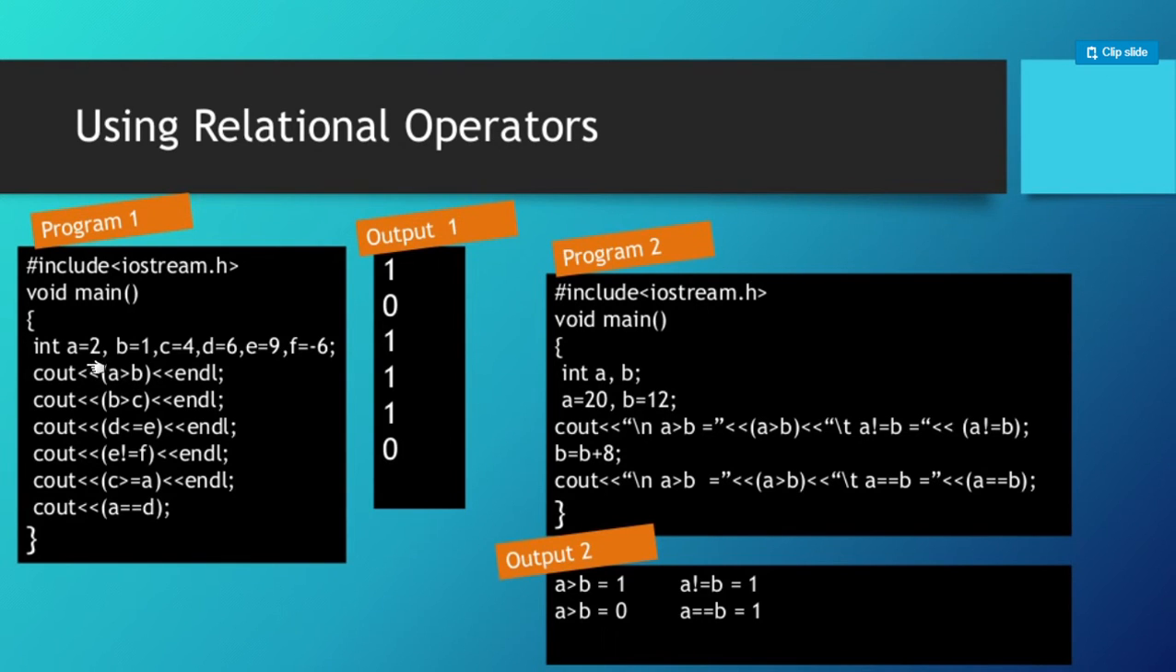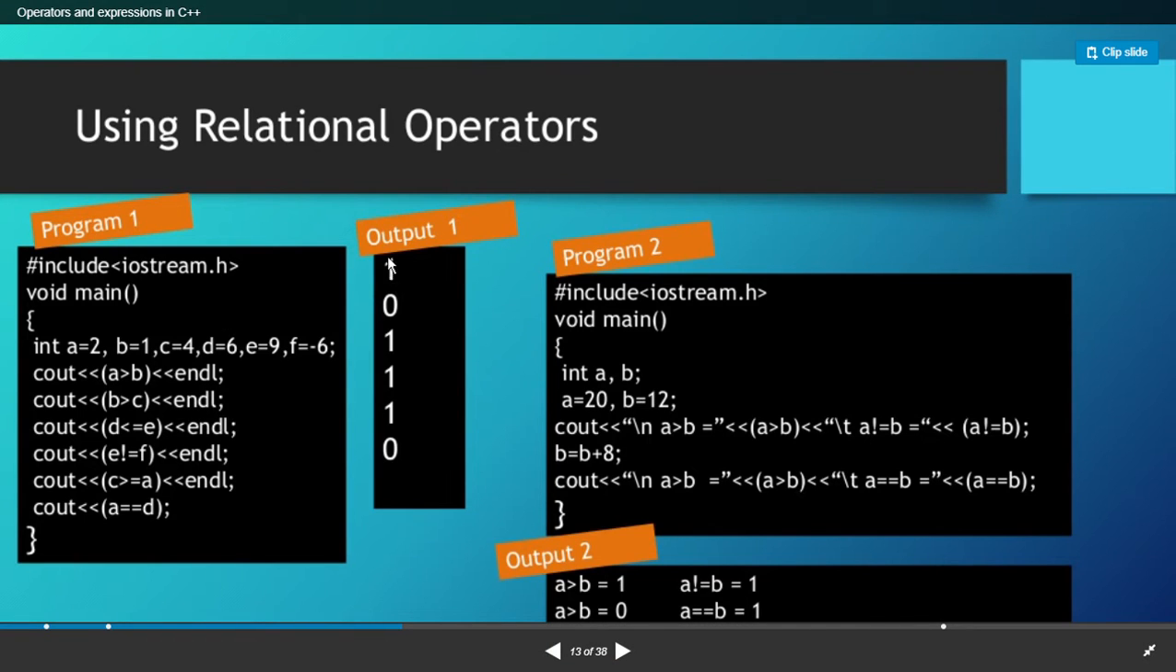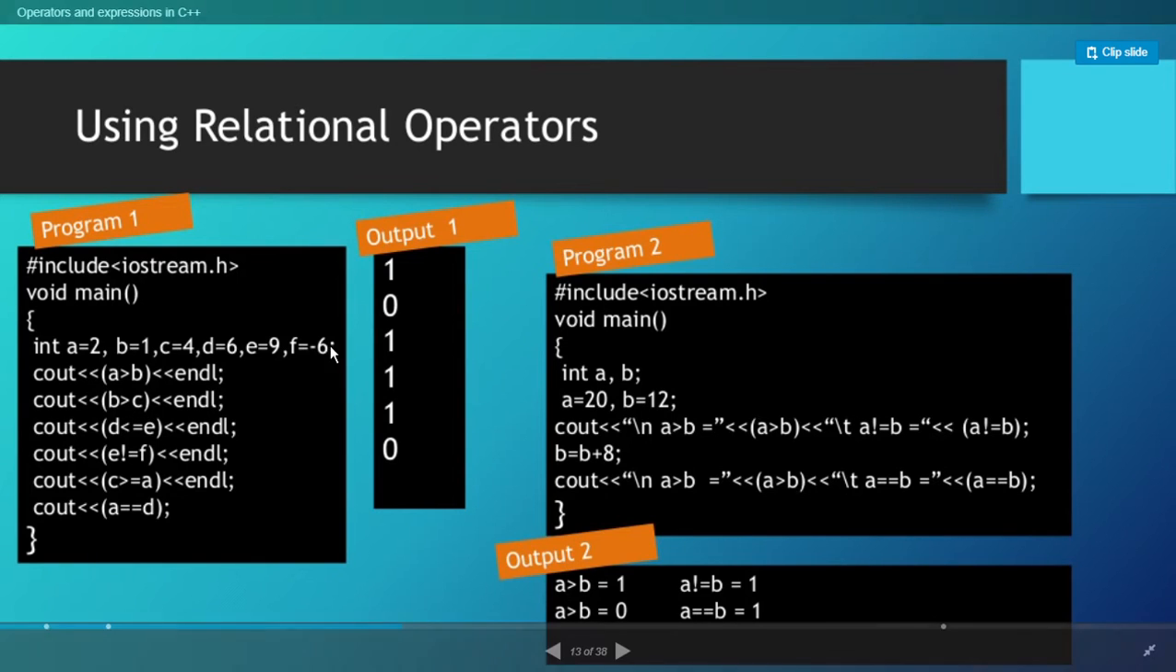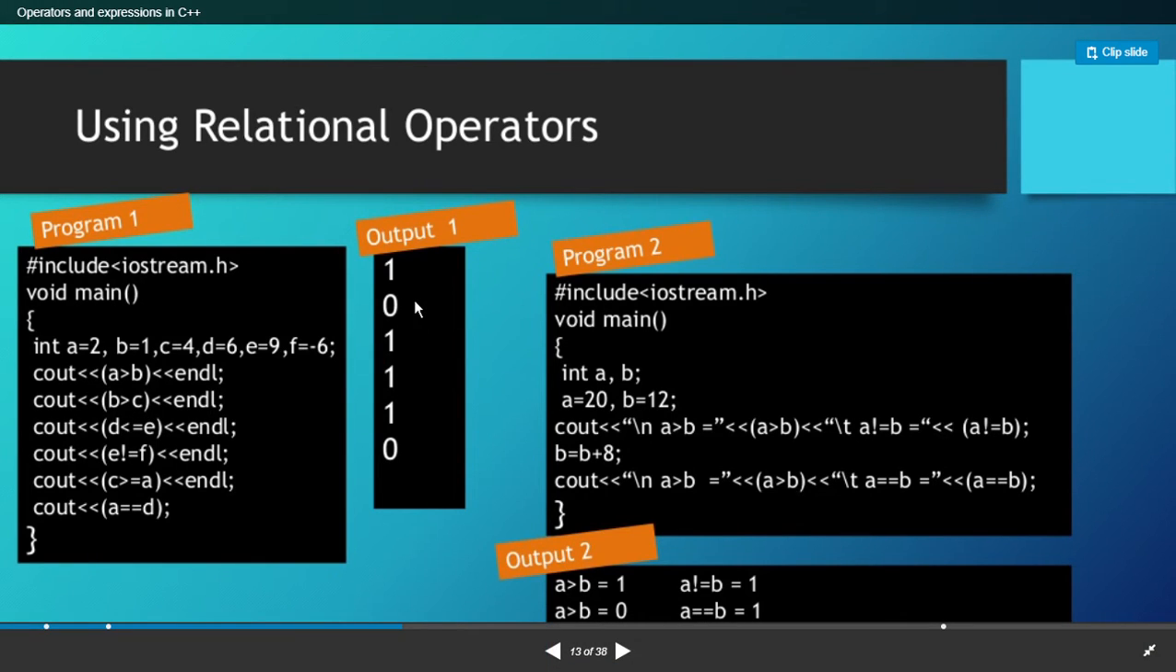Now see, a is 2 and b is 1. So 2 greater than 1 is true. So the output will be 1. Again, b greater than c. b is 1, c is 4. So it is not possible, because 1 is smaller than 4. So the output is 0. So this is the way you can see relational operators.